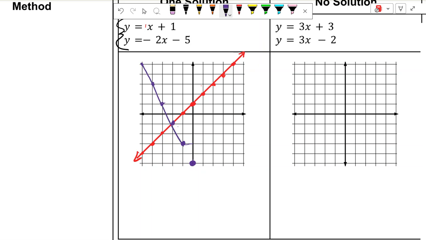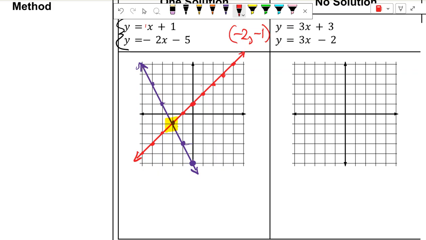I'll draw my line, put my arrows, and I can see that my solution is right here. And that solution is negative 2, negative 1. And that's graphing to find your solution. But that's not quite what we're learning today. We're learning how to find the solution algebraically.